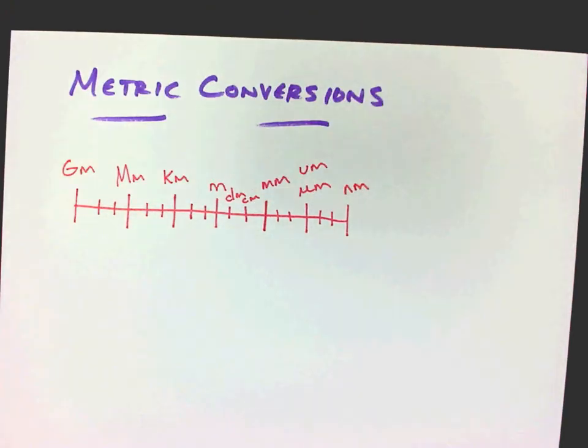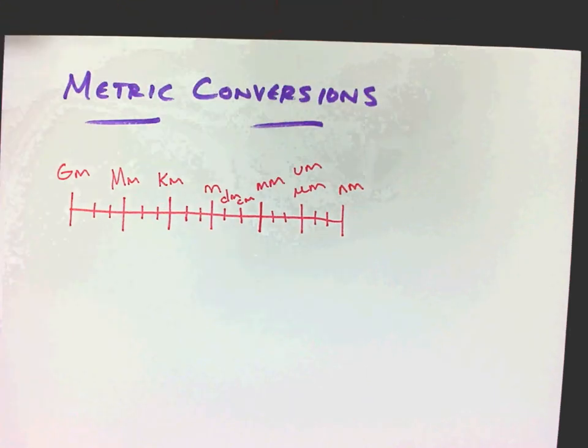Nano is just a lowercase n, so we have nm for nanometers. So that's the chart. If you could replicate this chart, then basically you can do any of the metric converting that I would ask you to do.